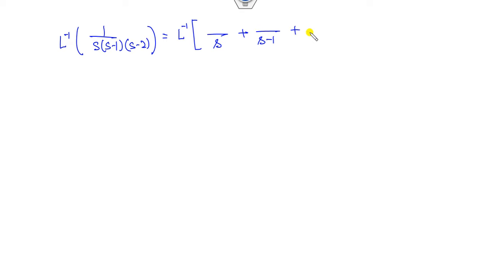So what is the Laplace inverse of 1 over s(s minus 1)(s minus 2)? I can use the partial fraction. When you substitute s equal to 0, the number is half. When I substitute s equal to 1, it is minus 1. When I substitute s equal to 2, it is half. So what is the Laplace inverse of this? Half, minus 1 e raised to power 1 times t, plus half e raised to power 2t.